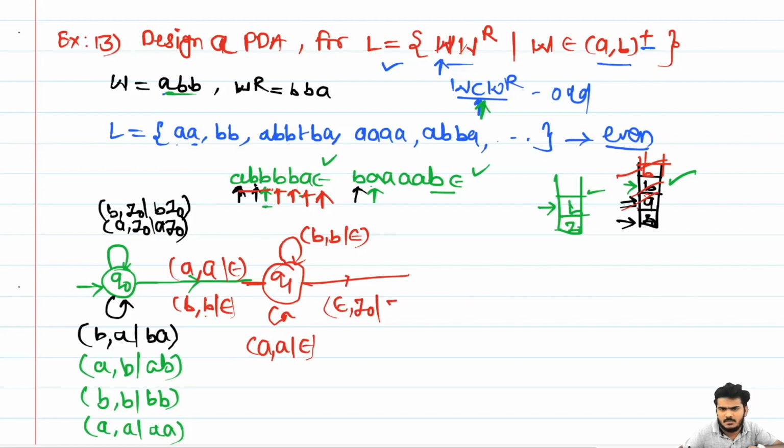I will keep Z0 as it is and move to the final state, that is QF. So this is the non-deterministic PDA for this particular language.